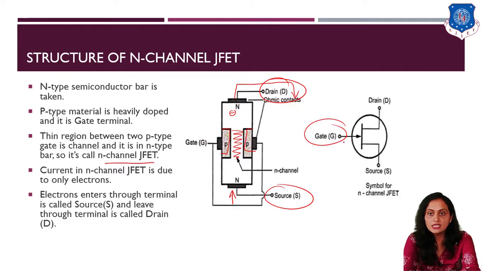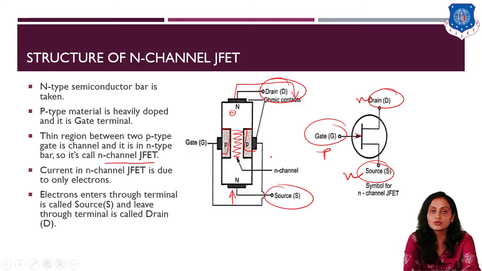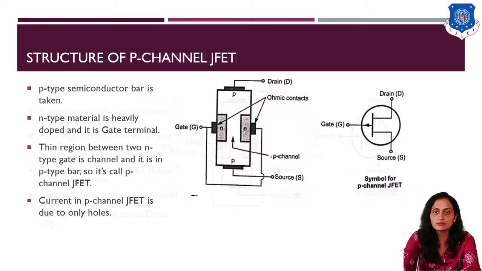It has a gate, and as it is an N-channel, the arrow is shown pointing inside, which means the gate is made up of P-type. And this is the drain, this is the source. We can say the drain and source terminals will be of N-type because we have an N-type semiconductor bar where we have two terminals, that is source and drain.